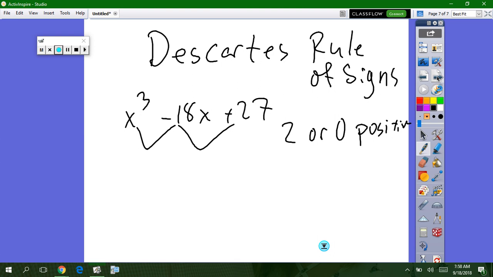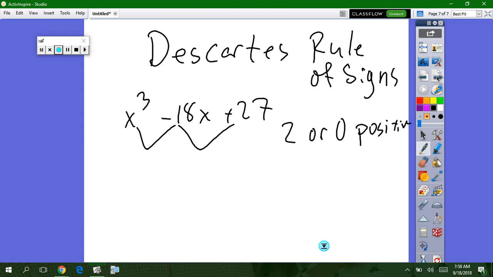How could that be helpful? Well, if I find 1 positive zero, what do I automatically know? There's 1 more, right? Now, does it have to be a rational positive zero? Did ours come out to be a rational positive zero as that other one? Not necessarily, right? Okay, now this is for positive.